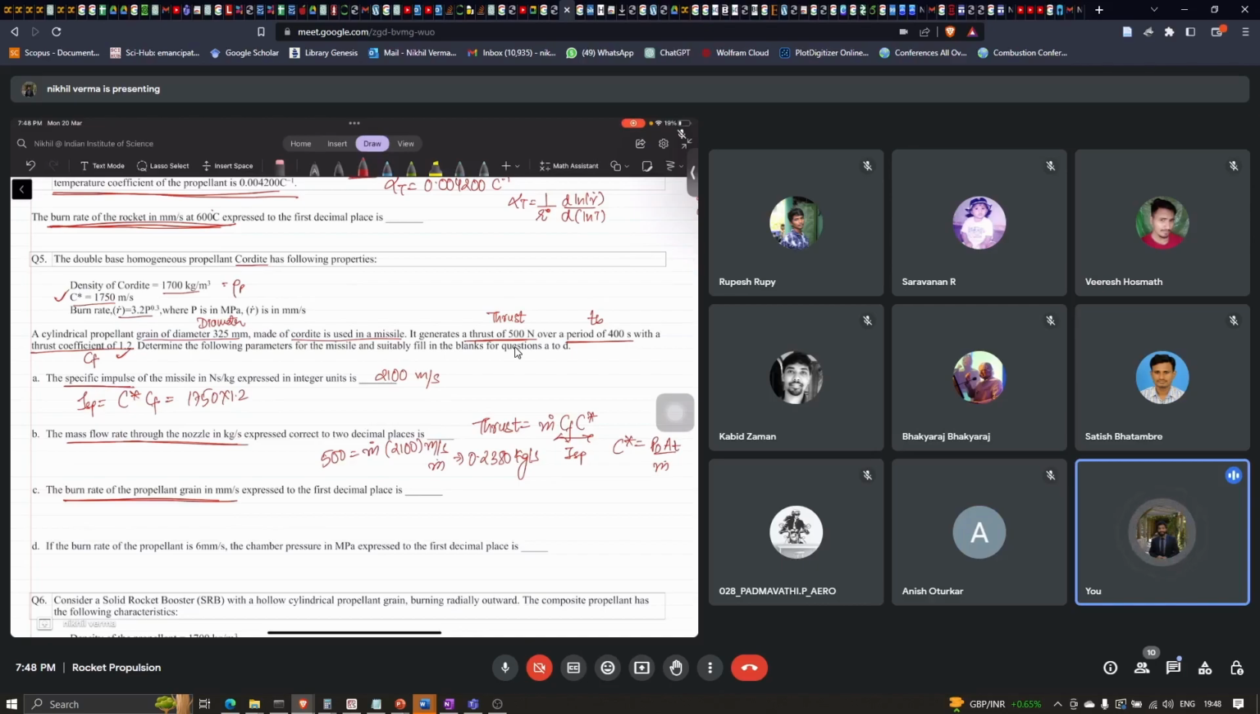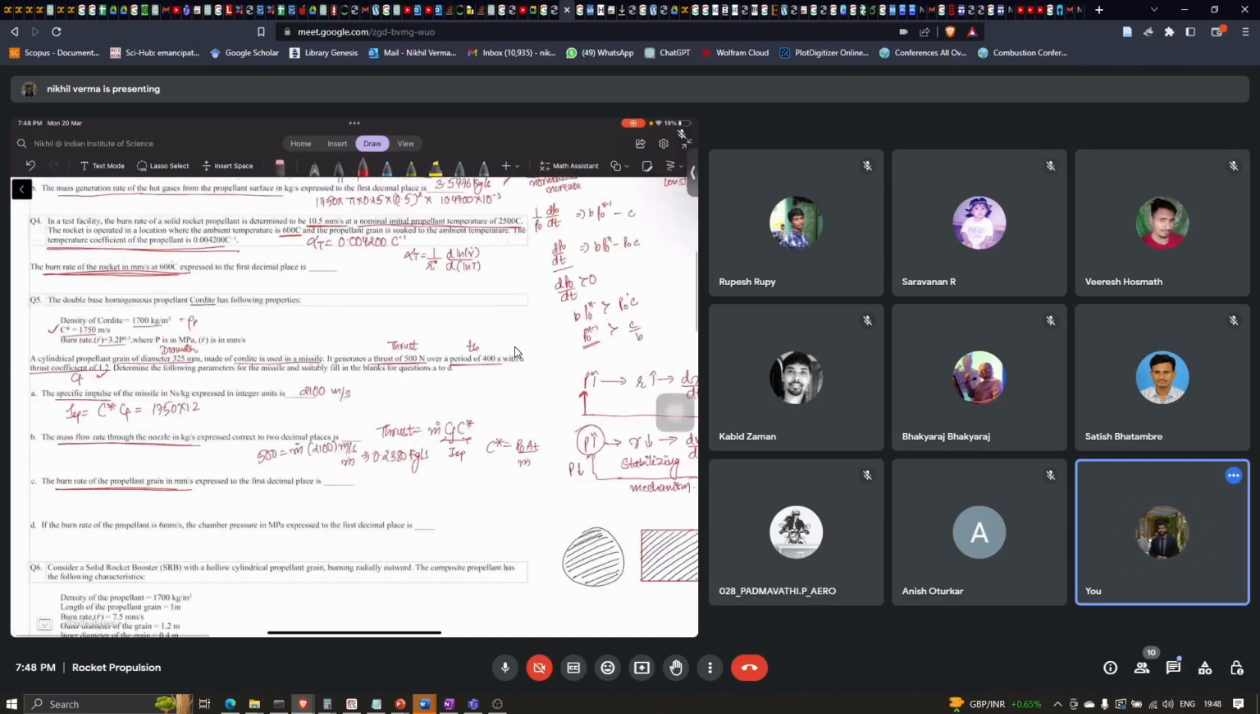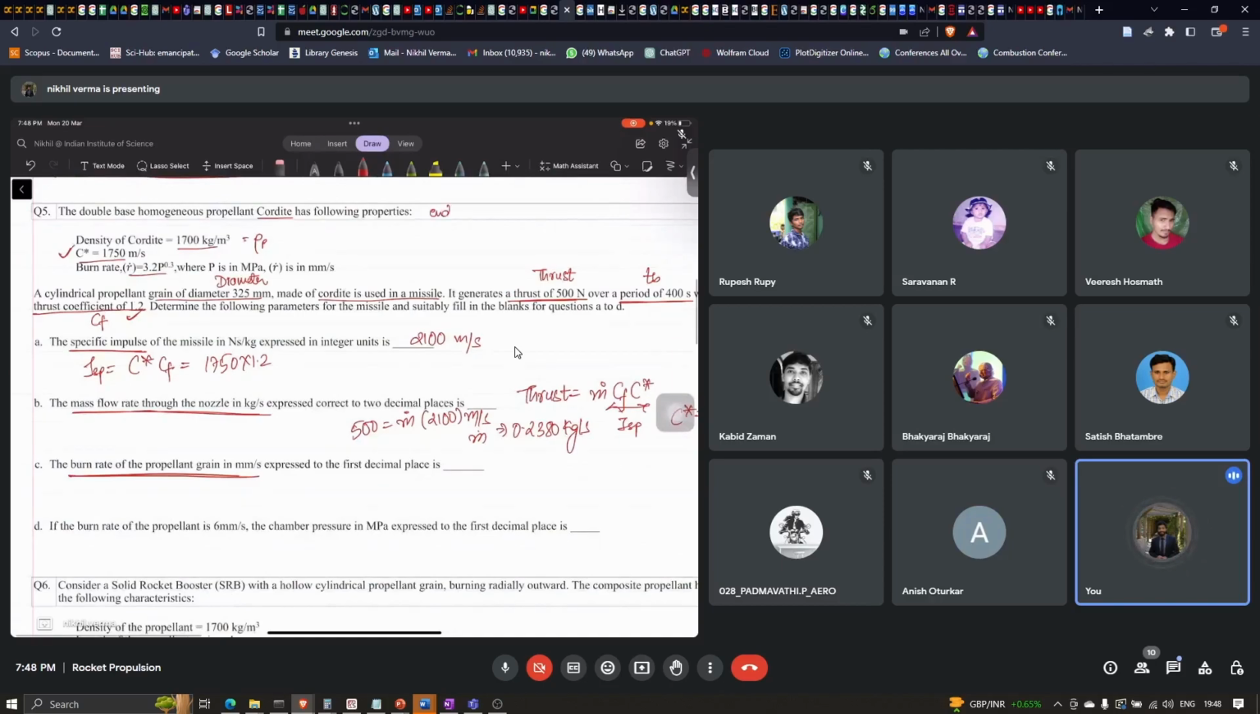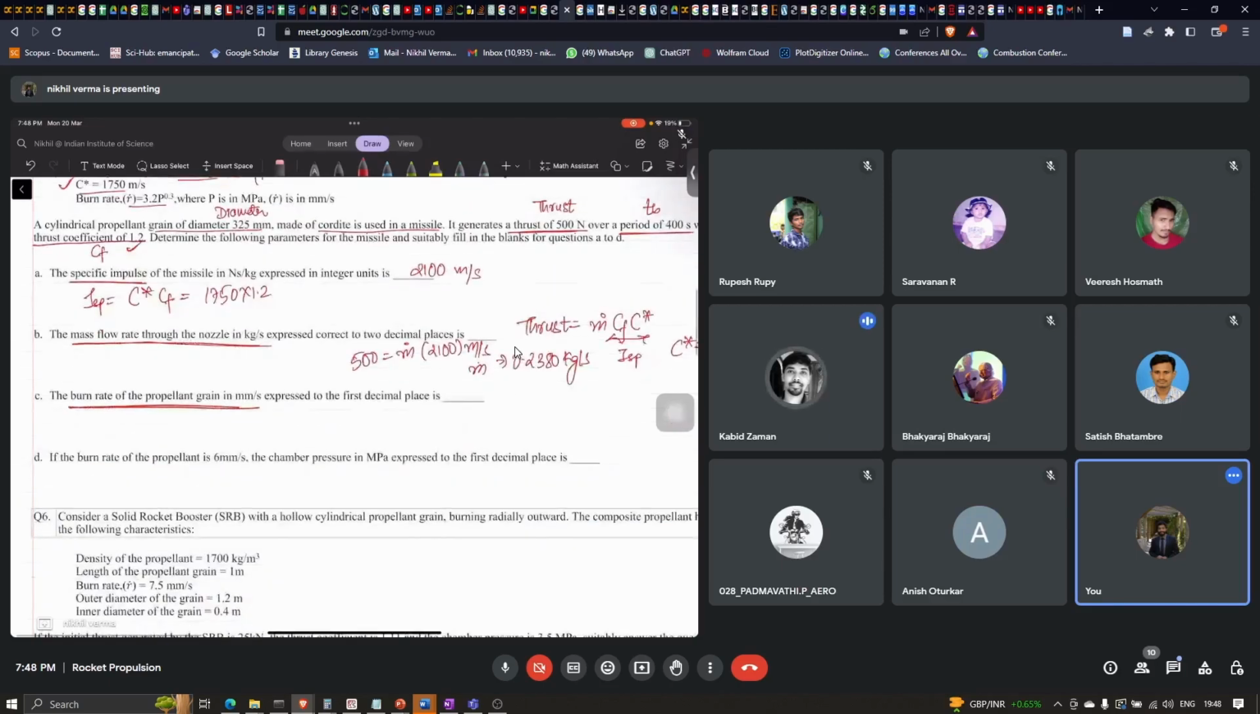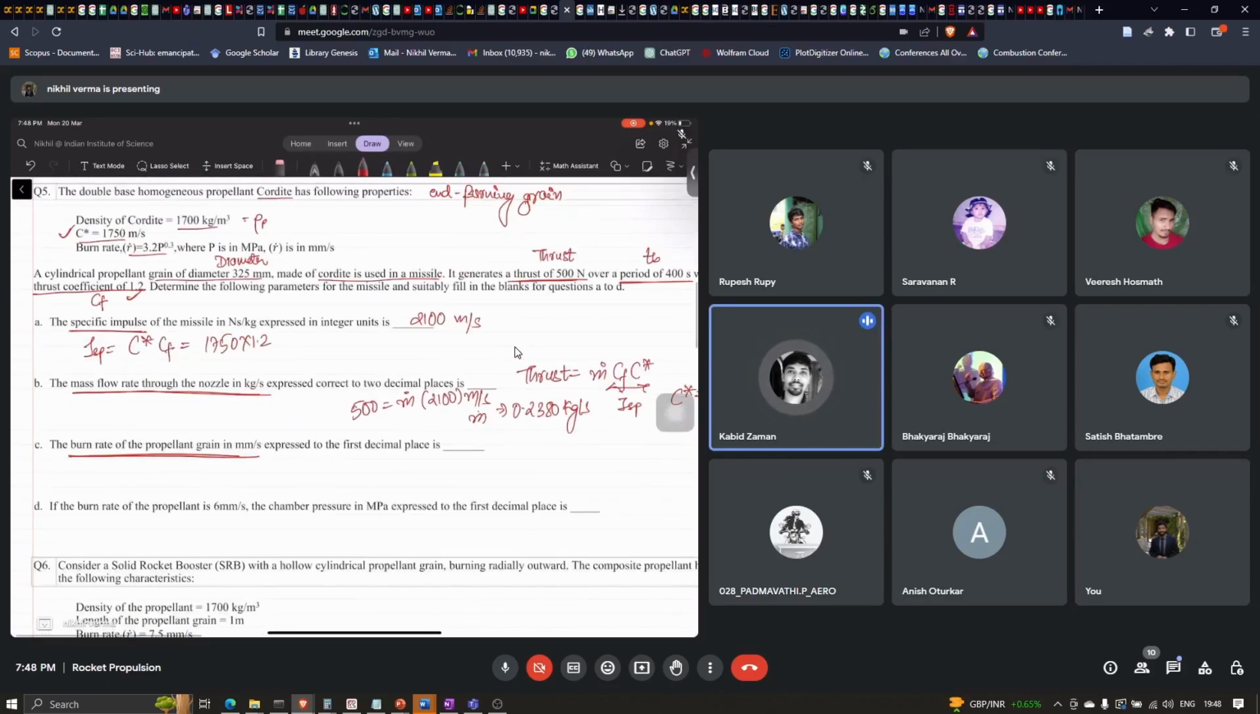It can be assumed that this is an end burning grain. So if nothing is given, you can use it as an end burning grain. Okay. From the mass flow rate and the area, we can determine the r dot. Yeah, correct. So the mass flow rate is given by rho of the propellant, area of the propellant into r dot.